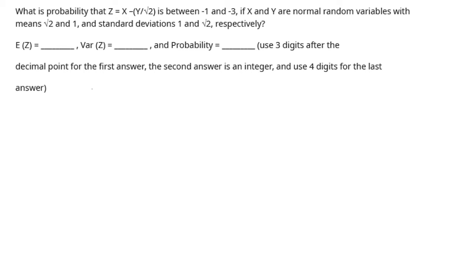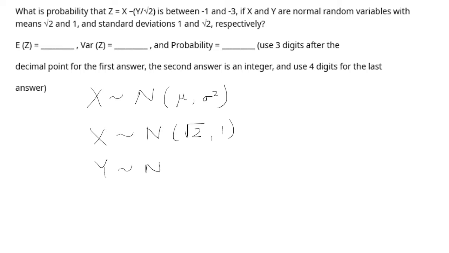Okay, first, we know that X is a normal distribution variable, and so the form that we're going to use is mean and standard deviation squared. So the mean we're given is root 2, and the standard deviation is 1, so we square 1 to get also 1. Now Y is also a normal random variable. The mean for Y is 1. The standard deviation is root 2 for Y, so if I square that, I get 2.